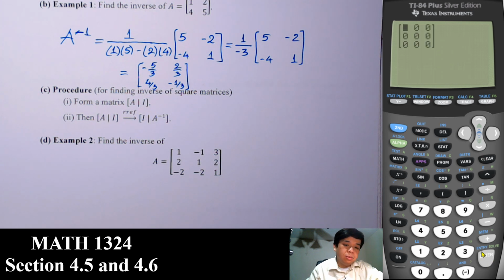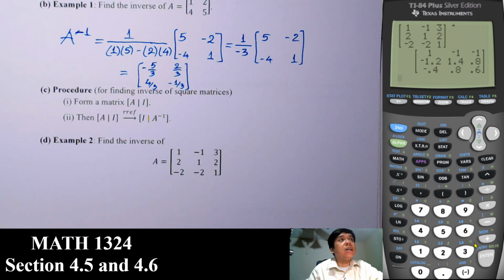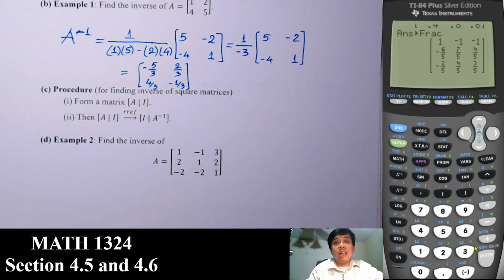Okay. 1, -1, 3, 2, 1, 2, -2, -2, and 1. Okay, so we have that matrix and then the inverse button. That's pretty much it. Of course, we convert this to fraction, and that's pretty much the inverse of the matrix.